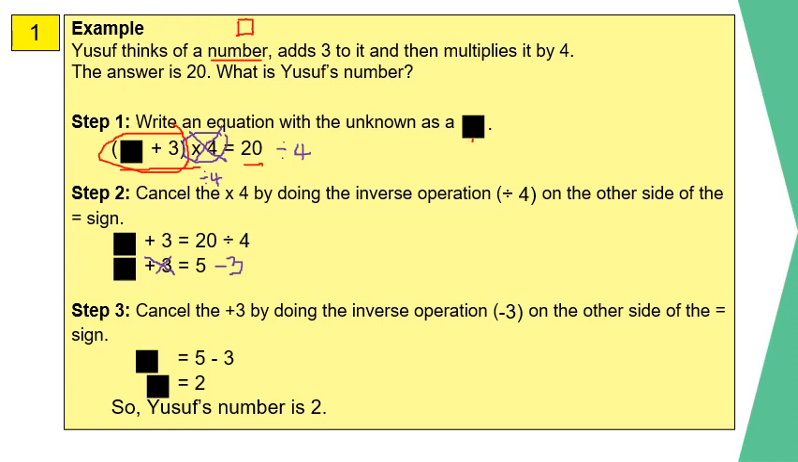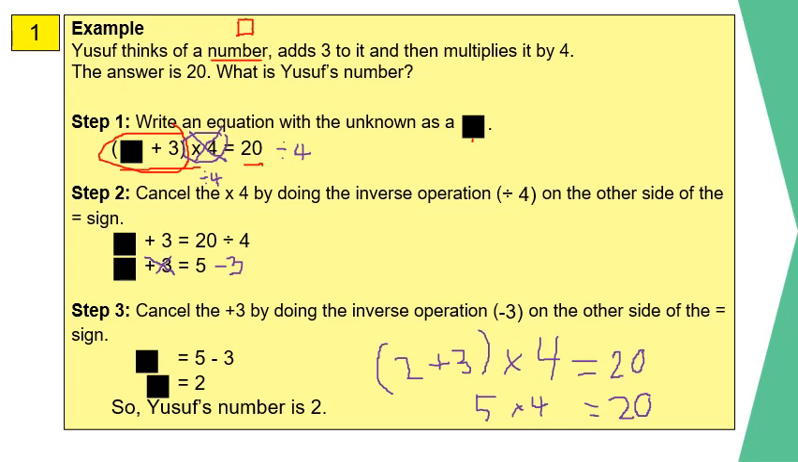Now I could test this out by putting it into the equation. So I do my bracket, 2 plus 3, times 4 equals 20. I know I do this part first because it's in the brackets. I didn't do this part first when I did the cancelling, but when I'm solving it, that's what I do first. So 2 plus 3 is 5, and 5 times 4 is 20. So both sides of the equation balance, it's correct, it's true, and we are good to go. So that's the steps that I've followed.